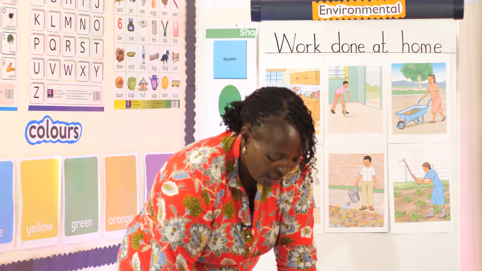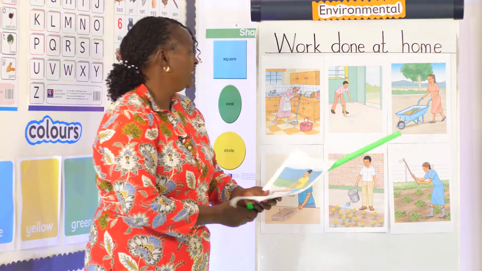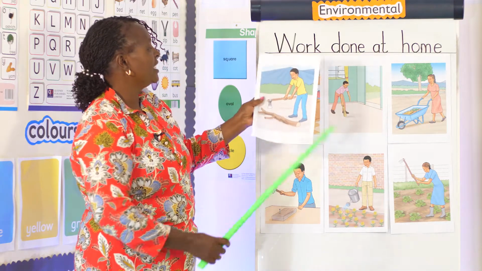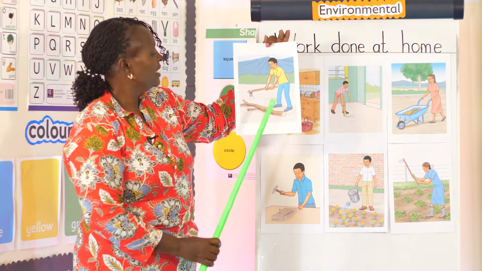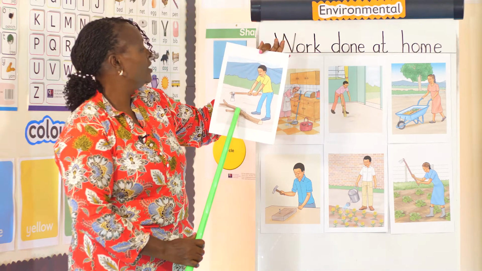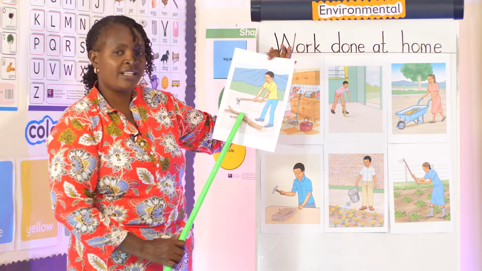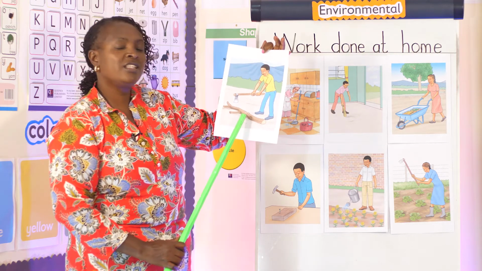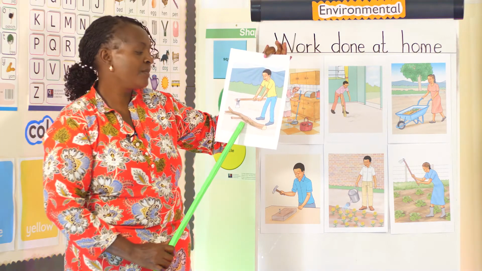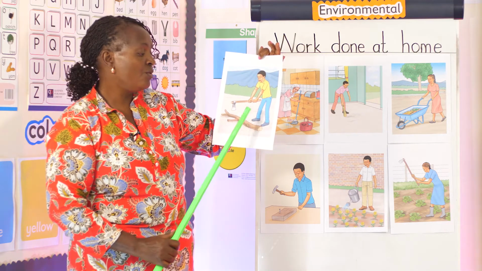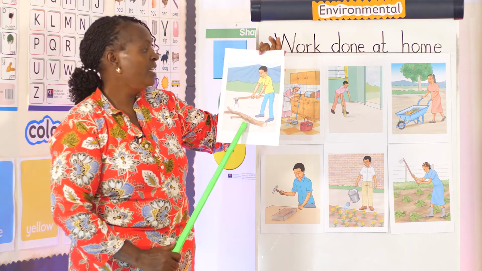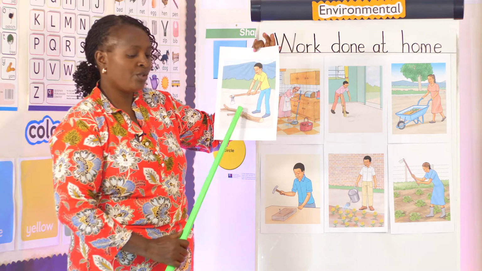Yes, I also have another person here. You can see this young man here. What is he doing? See, he is cutting wood with an axe. Okay, what is he going to use the wood for? Maybe to warm the house or maybe to cook some food. Okay, he is also working at home.